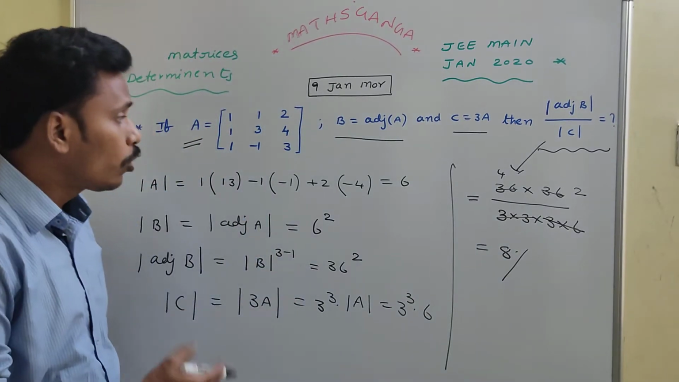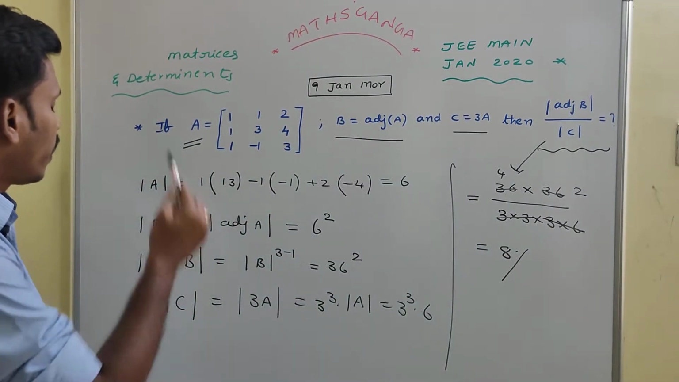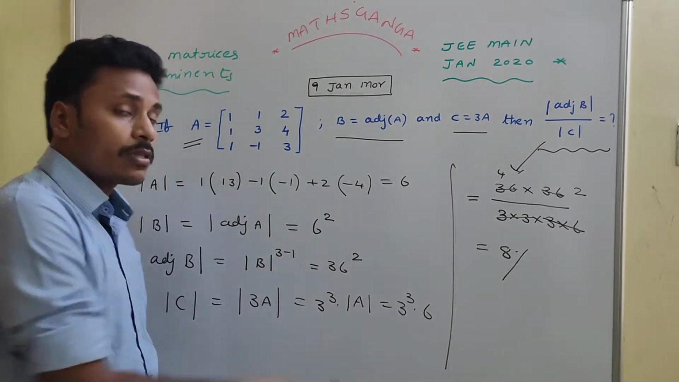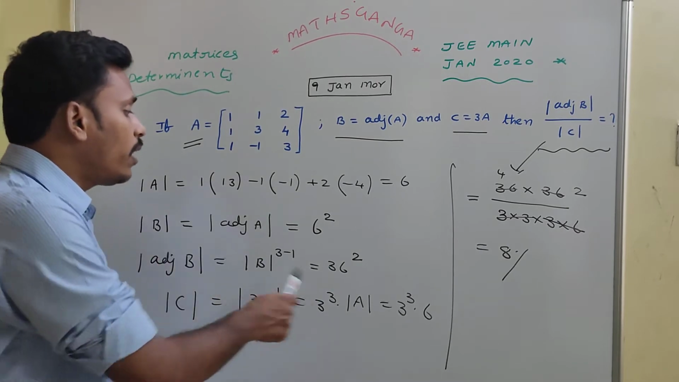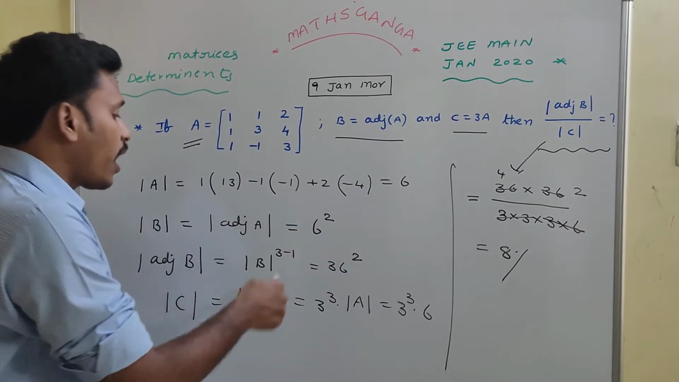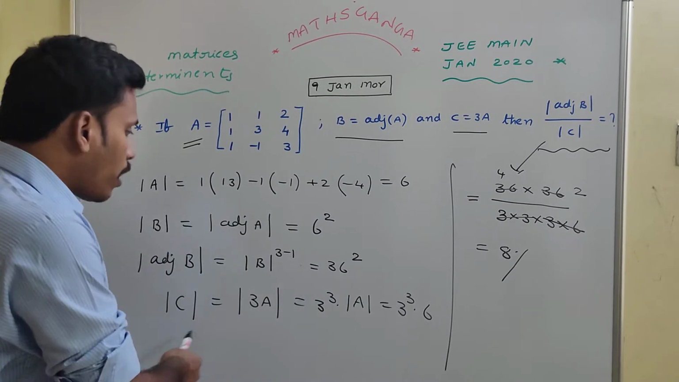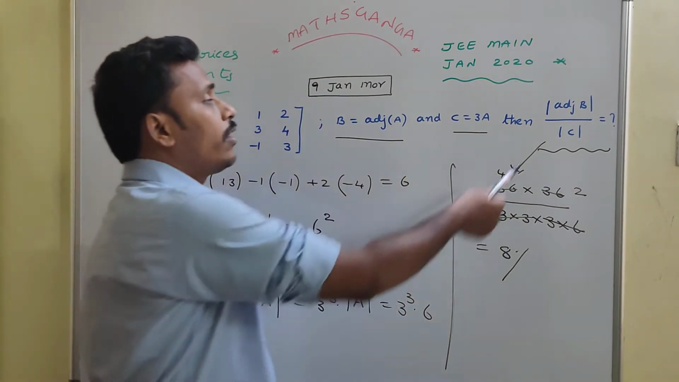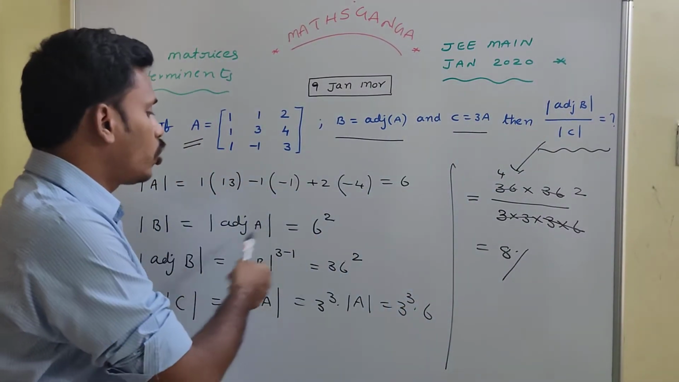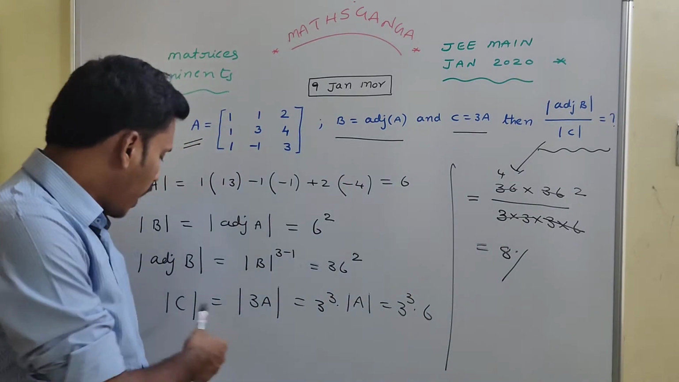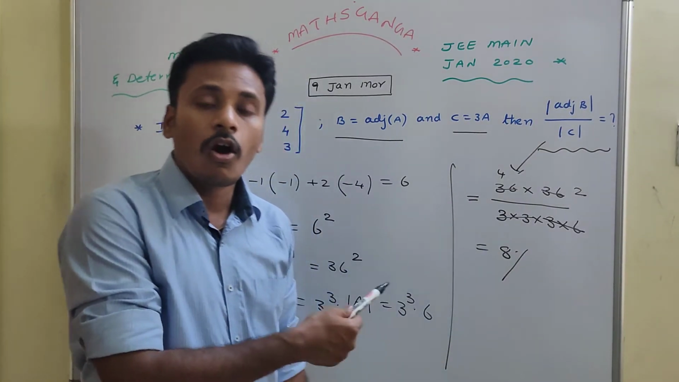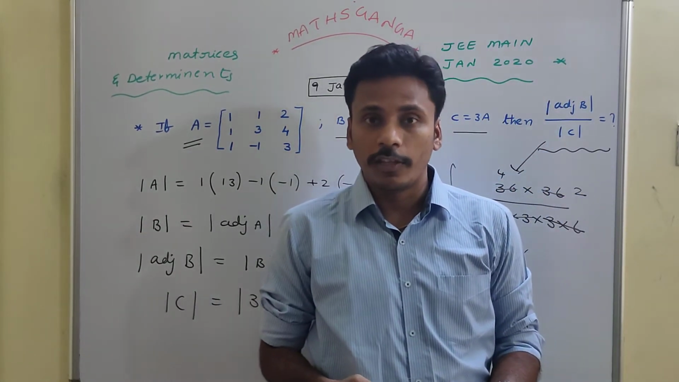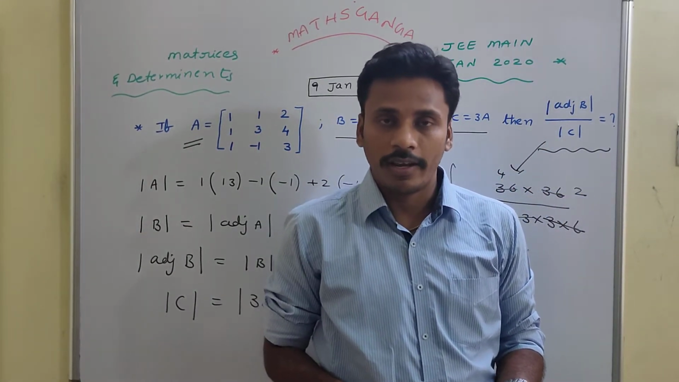Once you have a look at the problem: determinant of A, we found as 6. Determinant of B, by the logic, is 6 squared. Determinant of the adjoint of B is 36 squared, because this is 36 and it's squared, power 3 minus 1. And determinant of C at the end we found as 3 cubed into 6. Now we need to find this value: determinant of the adjoint of B is 36 into 36 and determinant of C is 3 cubed into 6. On simplification, your answer for the problem is 8. Just have a look and I will come up with the second problem of the same paper.